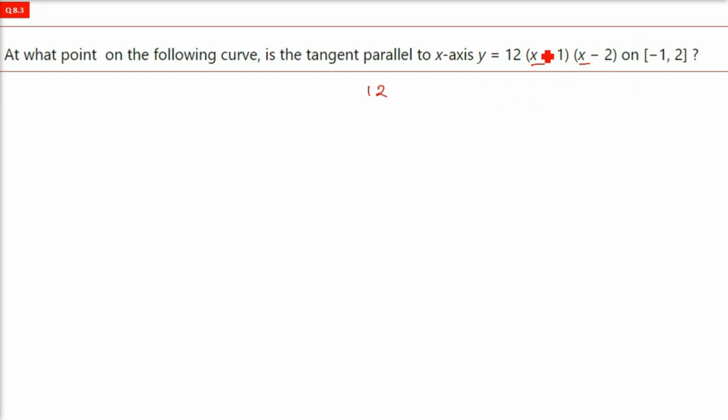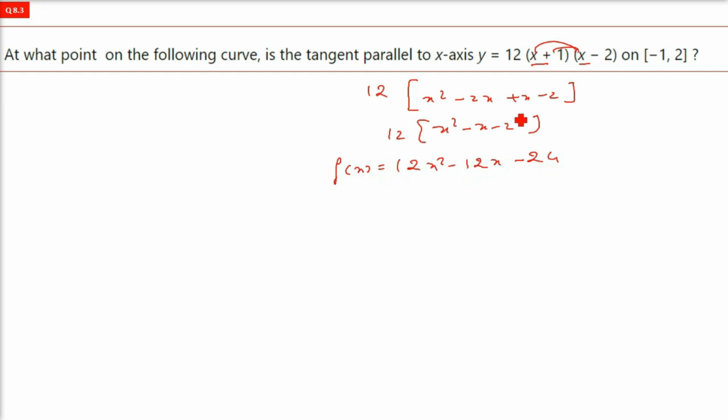So when you multiply, x into x is x squared, minus 2x plus x minus 2. x squared minus x minus 2. Then 12 multiplied by this gives 12x squared minus 12x minus 24. This is your f(x). This y and f(x) are the same. We have just multiplied it. We have the domain as [-1, 2].